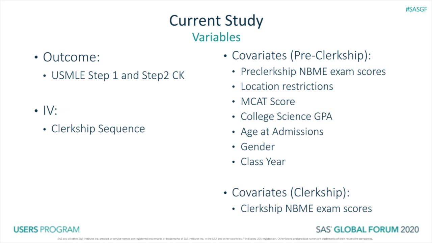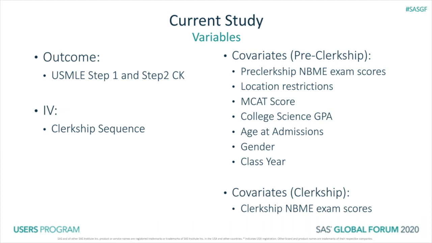And then, of course, the other covariates I wanted to choose were those that happen during the clerkship time frame alongside clerkship sequence, and that would be the clerkship NBME exam scores. Those clerkship NBME exam scores could also serve as their own outcome, but that could be another study. For now, we're mainly looking at the USMLE Step 1 and Step 2 CK. In this presentation, I'm going to concentrate on Step 1.